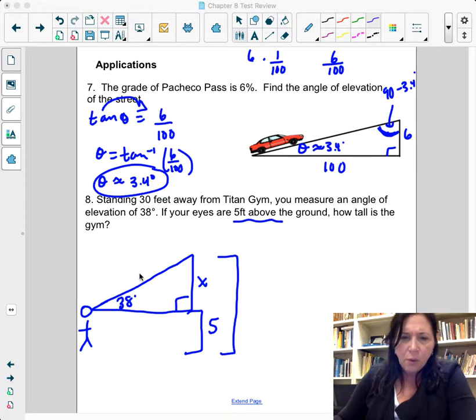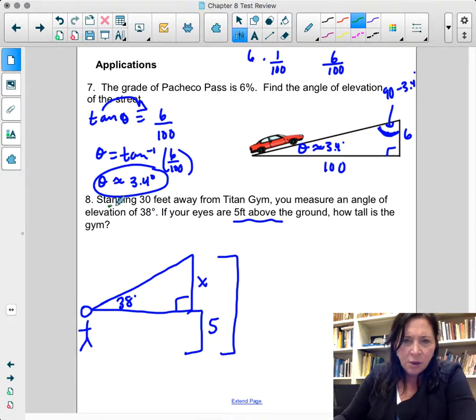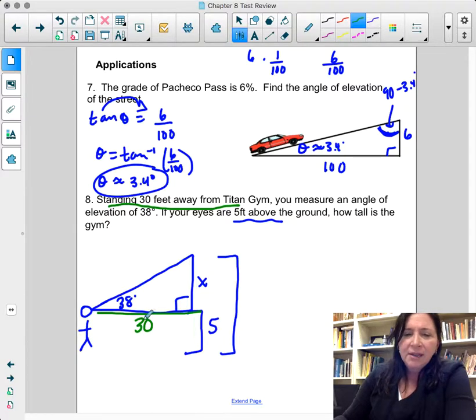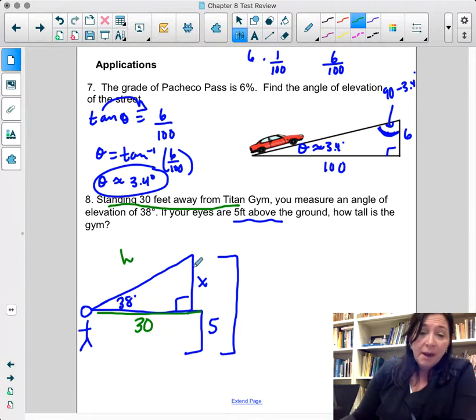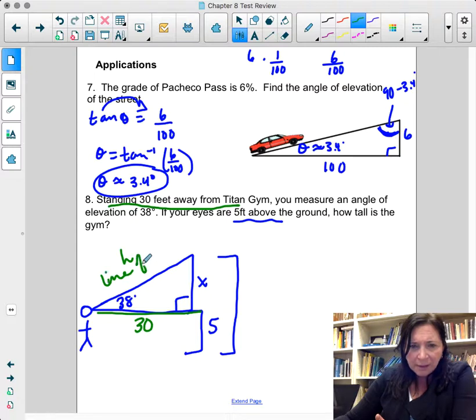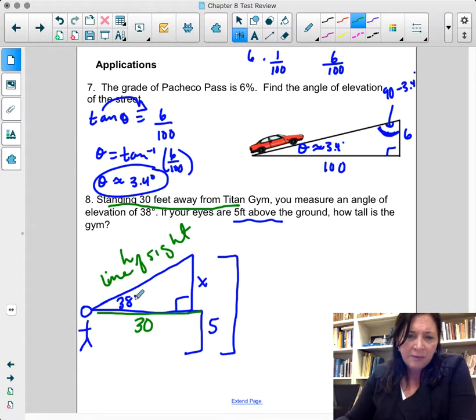Okay, so what we do need to know is a little bit of information that I didn't finish getting, was that I'm standing 30 feet away from the Titan gym. So this distance from here to here being 30. Okay, so what I need to do is this is my hypotenuse. I'm not using my hypotenuse. I'm not trying to find my hypotenuse, by the way. This length here is what's called the line of sight. And I'm not trying to find that. They didn't ask me for the line of sight. They didn't ask me for the hypotenuse. So that means that I'm just using tangent.